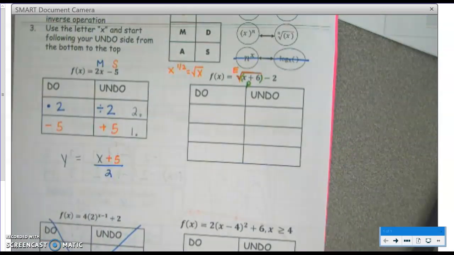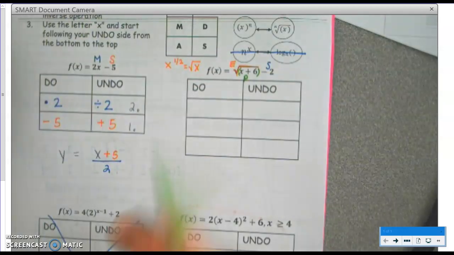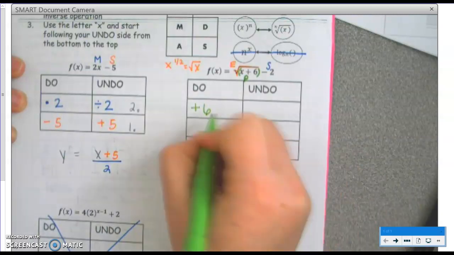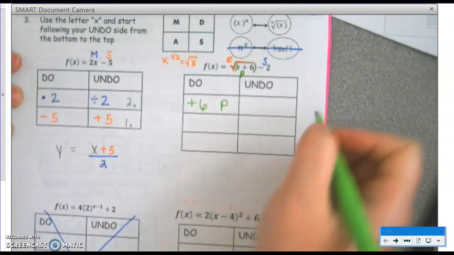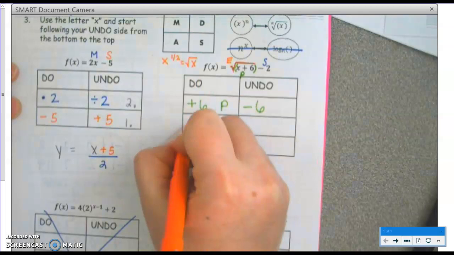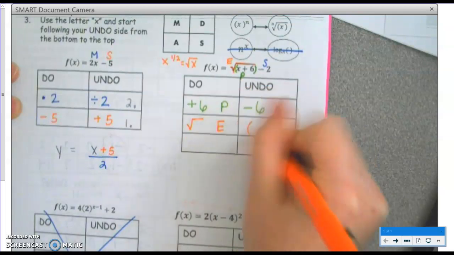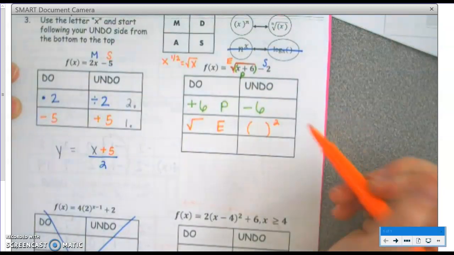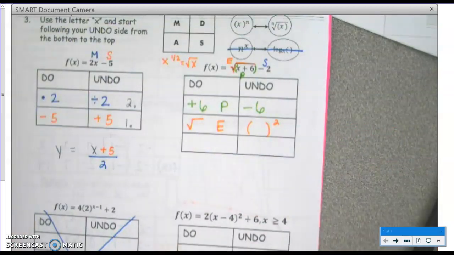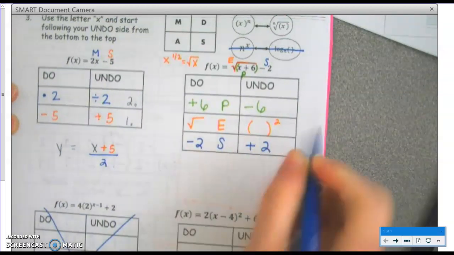And then I have subtraction. I'm minusing 2. So the order of operations says the thing in parentheses is first. So first I would add 6. And I'll put a P there just so we remember that was parentheses. So the opposite is minus 6. Exponents comes next. The opposite of square root is to square it. I always put that with an empty set of parentheses there, and you'll see why when we go to build our equation. And then the last thing I would do is subtract 2. The opposite is to add 2.